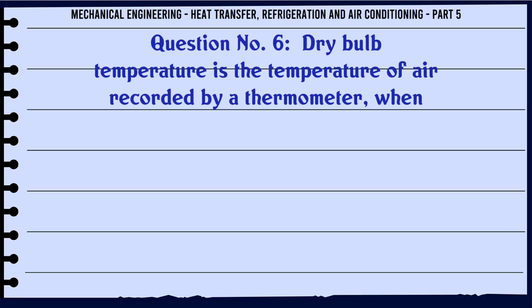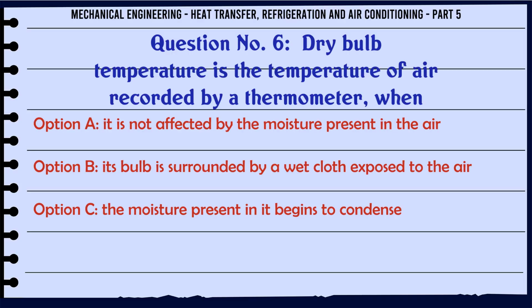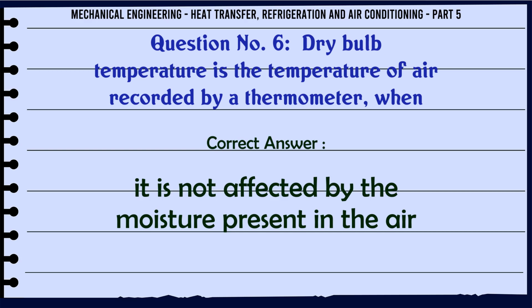Dry bulb temperature is the temperature of air recorded by a thermometer when A. It is not affected by the moisture present in the air. B. Its bulb is surrounded by a wet cloth exposed to the air. C. The moisture present in it begins to condense. D. None of the above. The correct answer is it is not affected by the moisture present in the air.